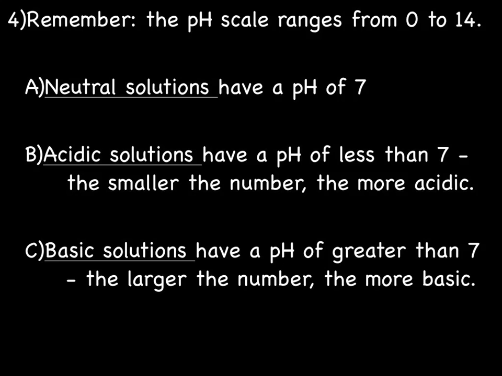Basic solutions have a pH of greater than 7. The larger the number, the more basic. So something with a pH of 14 is very, very basic. So again, neutral solutions have a pH of 7. And as you move away from 7, if you move lower than 7, you get acidic solutions and they become more and more acidic the farther you get from 7. And if you move above 7, you get basic solutions, and the farther you get from 7, the more basic.